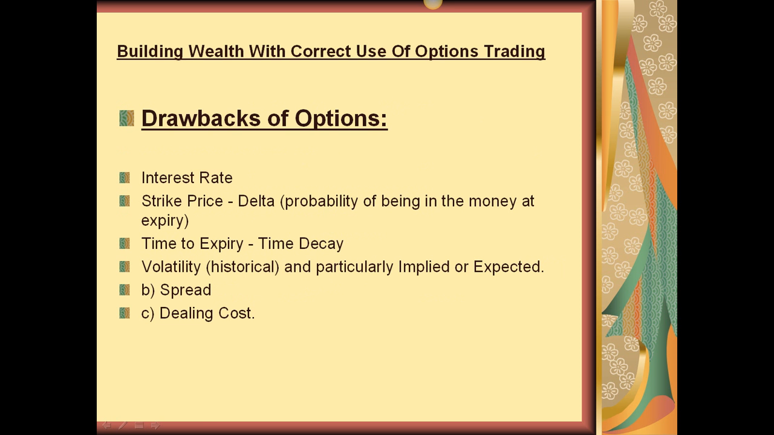So the drawback of this, as we've just said, is the probability that the trade you have taken might not get into profit, i.e. the delta would suggest that you have a very high risk of losing money before the expiry. As the time continues to decay, the value drops if nothing else happens, and the volatility, spreads, and dealing cost. These are the drawbacks against the potential rewards we were just considering.